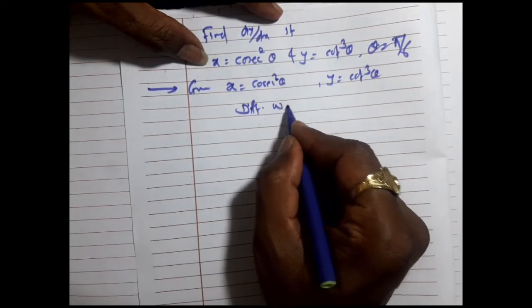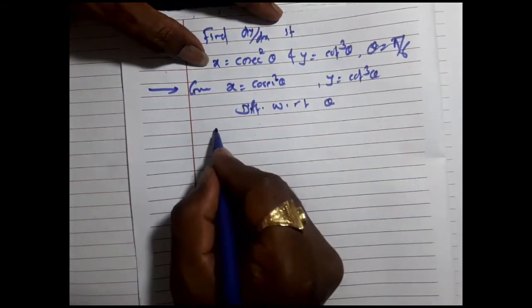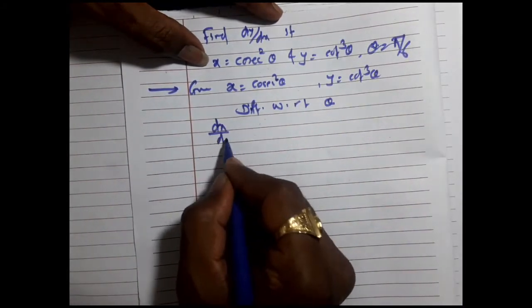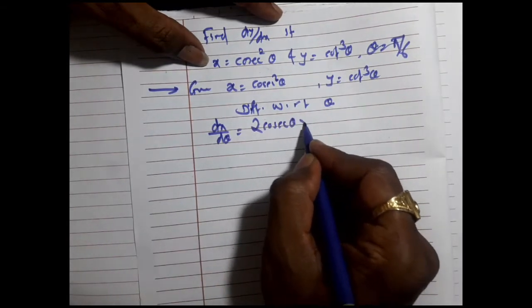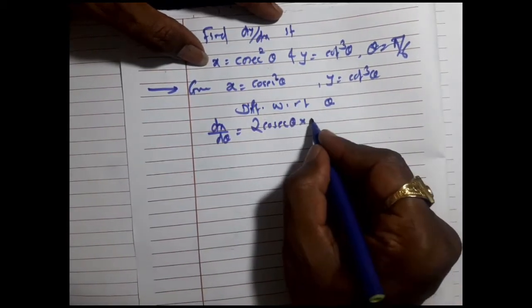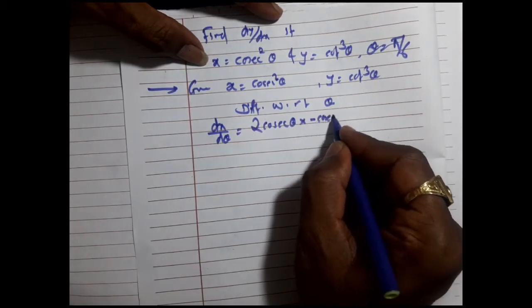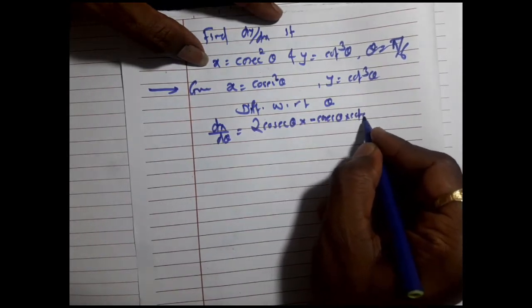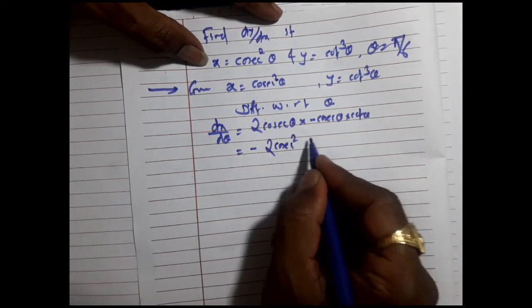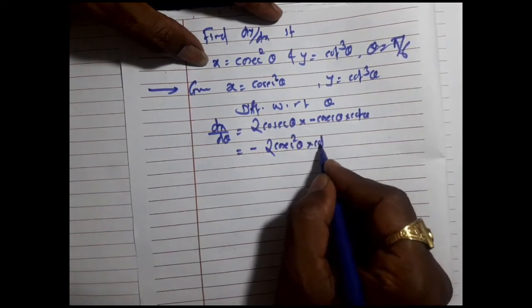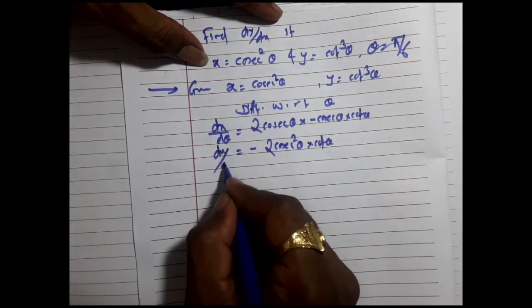Differentiation with respect to theta, we get dx by d theta is 2 cosec theta into derivative of cosec theta, which is minus cosec theta into cot theta. So this is minus 2 cosec square theta into cot theta. This is dx by d theta.